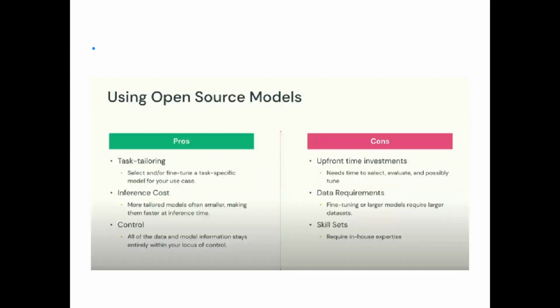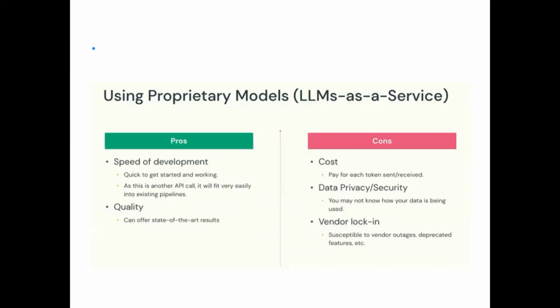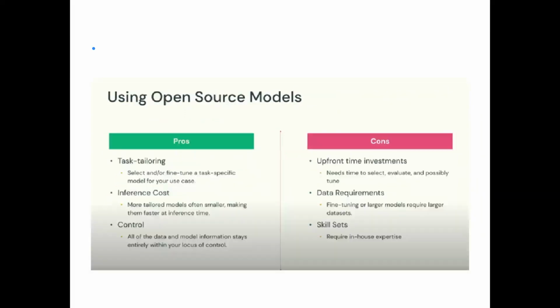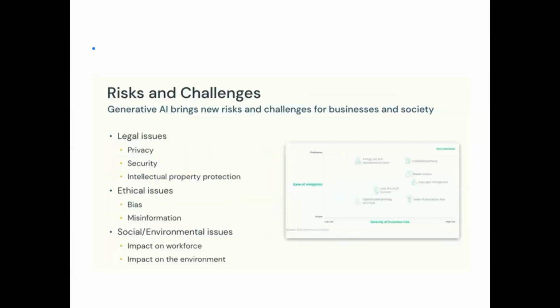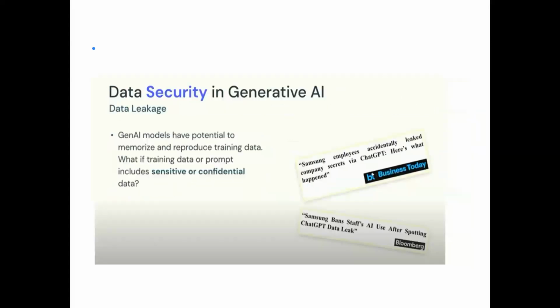While building an LLM application, you have to select whether you are going for open source or proprietary. Both have pros and cons. Even if you have chosen one, you have to fine tune your model for better accuracy. After building the complete application, you have to face challenges: ethical, social, environmental, and legal issues, mostly security and intellectual property. These are the three: privacy, security, intellectual property protection, and bias, misinformation, hallucination. These are the challenges, and how to tackle those challenges, that also you need to take care of. This is called LLM ops, LLM in operations, right?